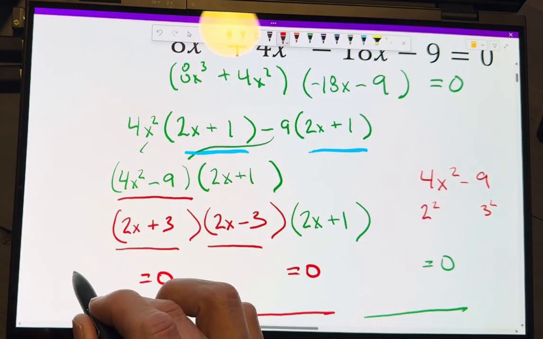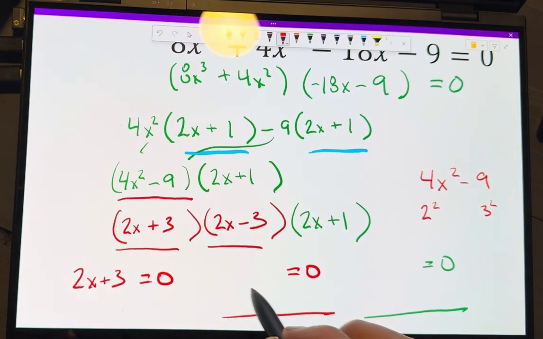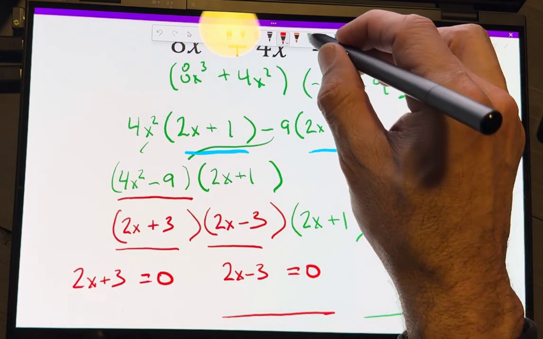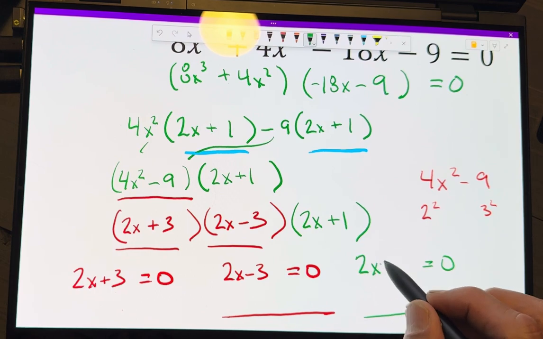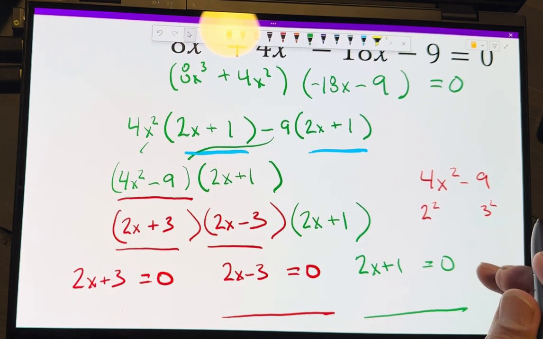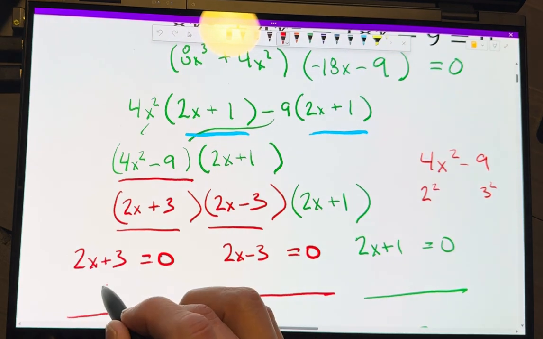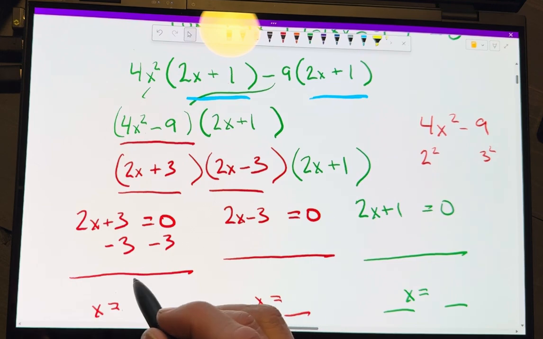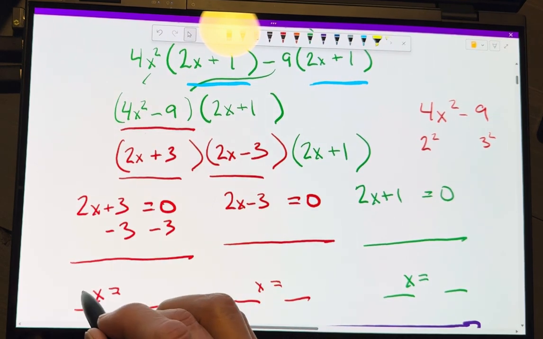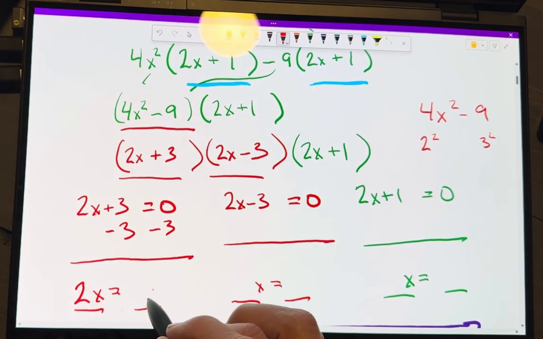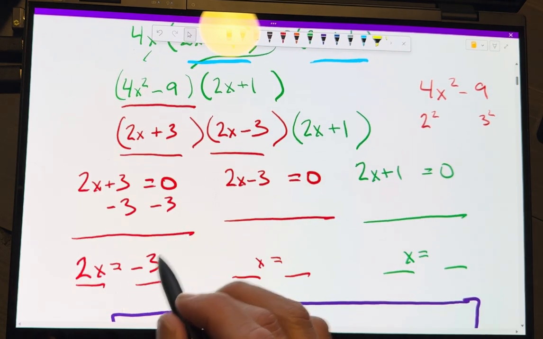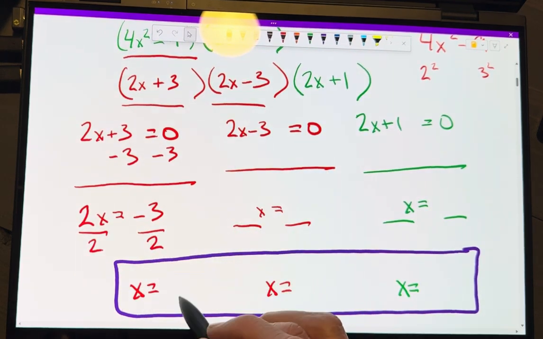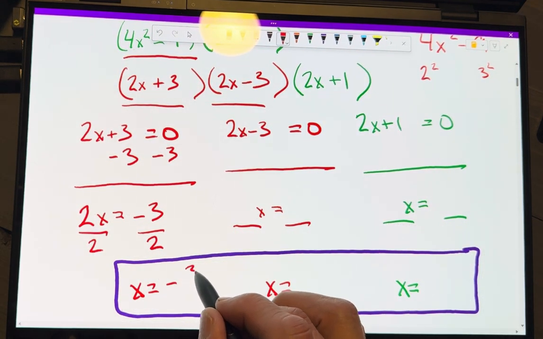So let's make these equal to 0. 2x plus 3 is equal to 0. 2x minus 3 is equal to 0. And 2x plus 1 is equal to 0. Subtract 3 from both sides. So now I have 2x is equal to negative 3. Divide that by 2. X is equal to negative 3 halves.